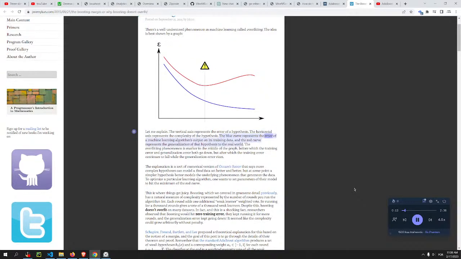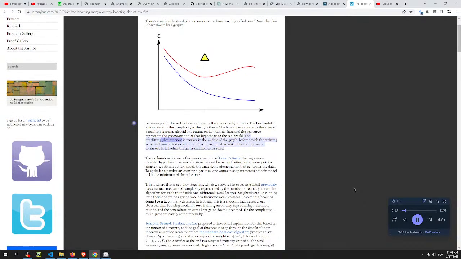The blue curve represents the error of a machine learning algorithm's output on its training data, and the red curve represents the generalization of that hypothesis to the real world. The overfitting phenomenon is marked in the middle of the graph, before which the training error and generalization error both go down, but after which the training error continues to fall while the generalization error rises.